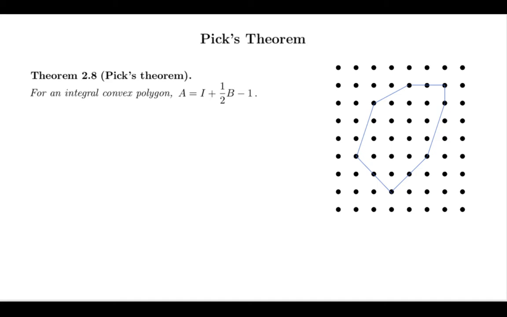It says that if I have an integral polygon, so a polygon in the plane with integer vertices, then there's a relation between three quantities, namely A, which is the area of the polygon, I, the number of interior integer points, and B, which is the number of boundary integer points.